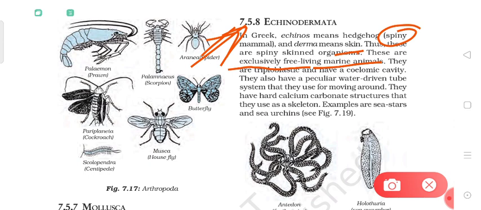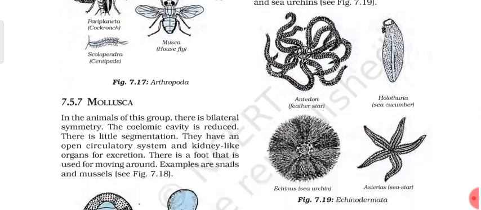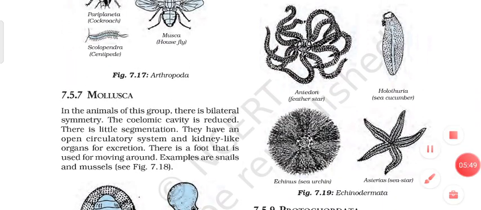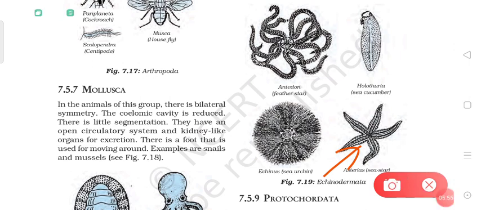They have a true coelom cavity, but one thing that is very interesting is their symmetry. Their symmetry is actually pentaradial or radial symmetry. Most of these animals are either pentaradial or radial. It is interesting to note that from platyhelminths to chordates, all the phyla have bilateral symmetry, but only this one, Echinodermata, has a different symmetry, that is pentaradial or radial symmetry.